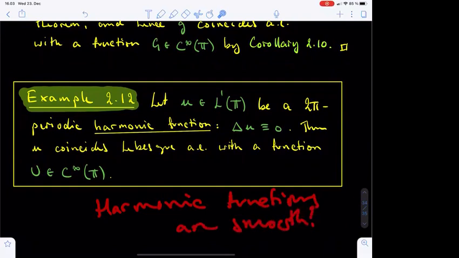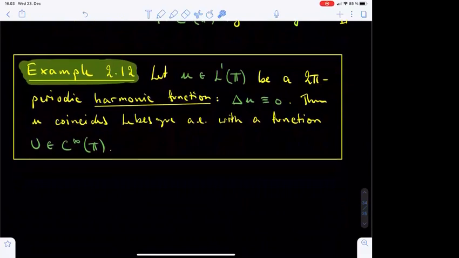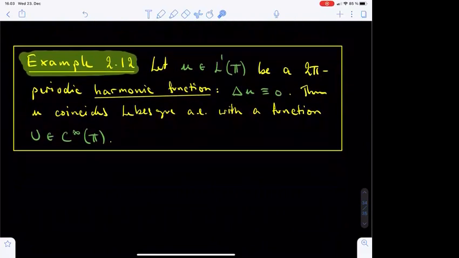This concludes lecture number 9 of the course Introduction to Fourier Analysis, and also our treatment of 2π periodic functions and Fourier series.